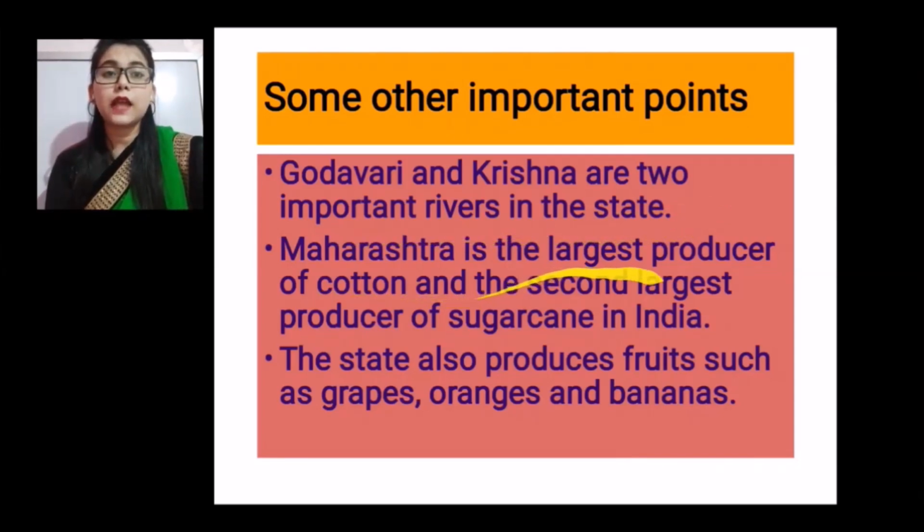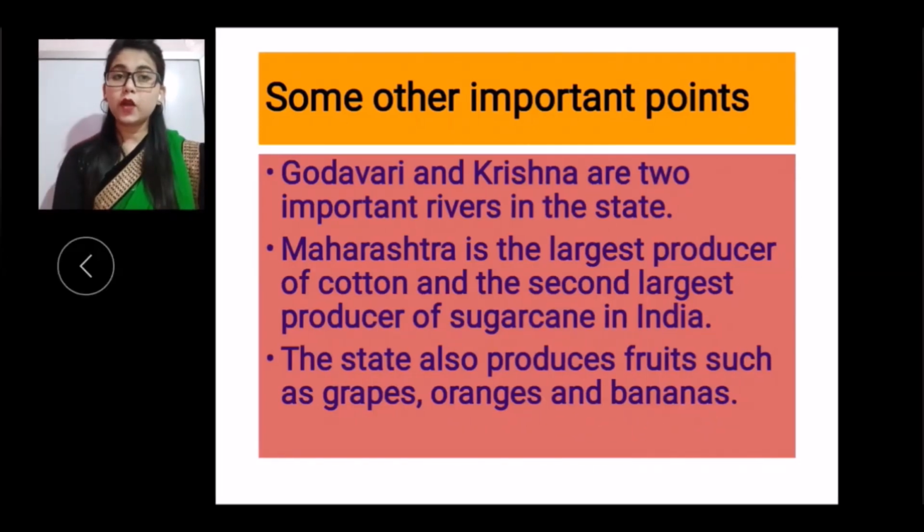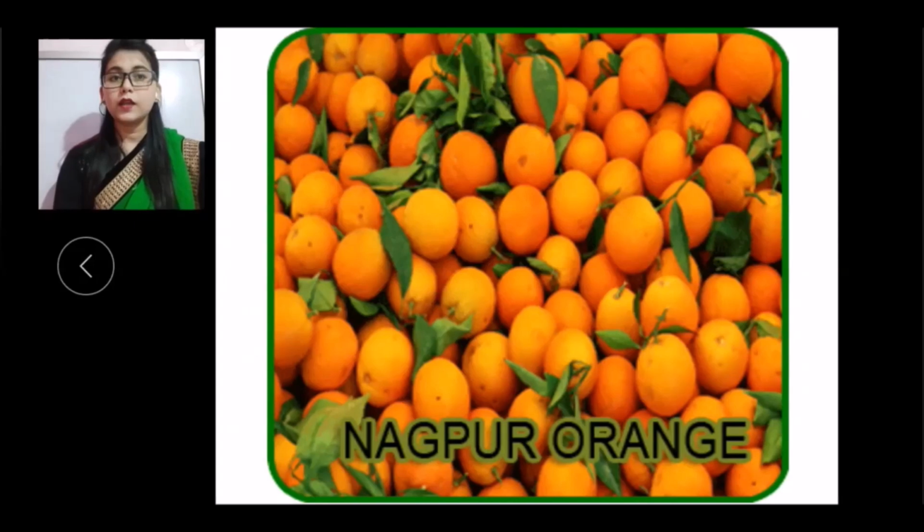Maharashtra is the largest producer of cotton and the second largest producer of sugarcane in India. The state also produces fruits such as grapes, oranges and bananas. So you know very well the oranges of Nagpur are very famous. So let's see the picture of the Nagpur oranges.